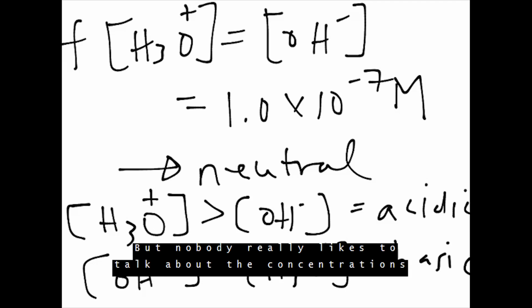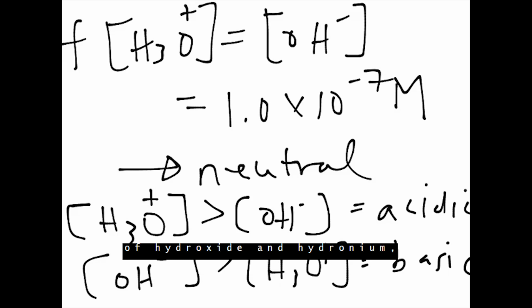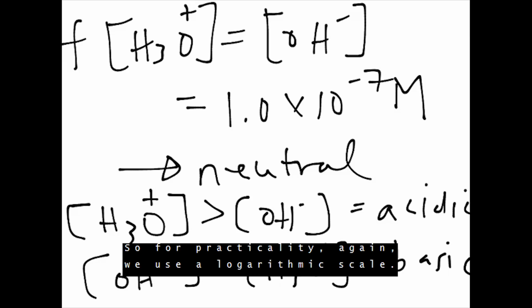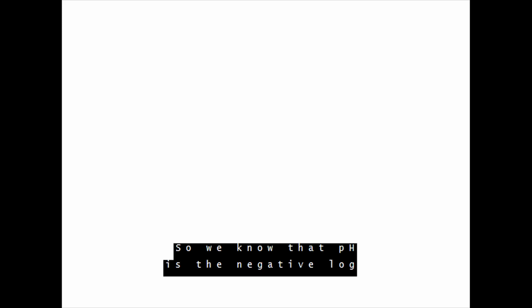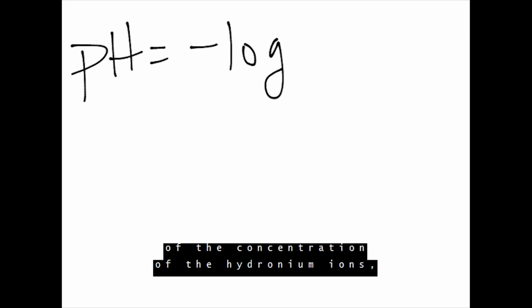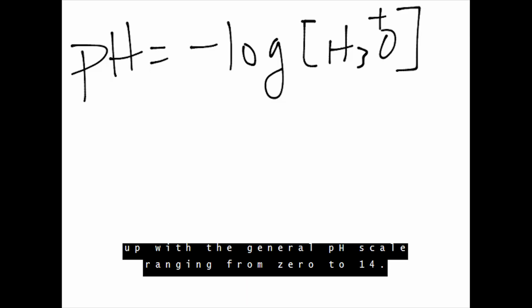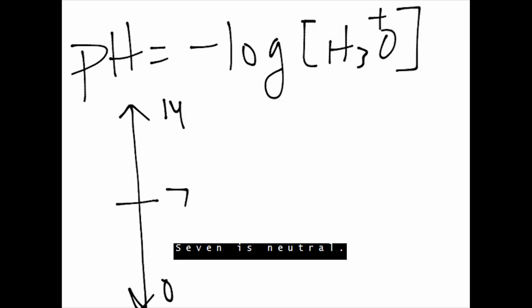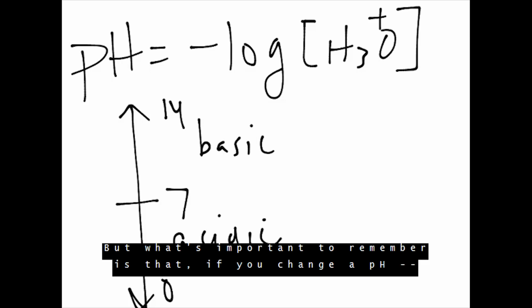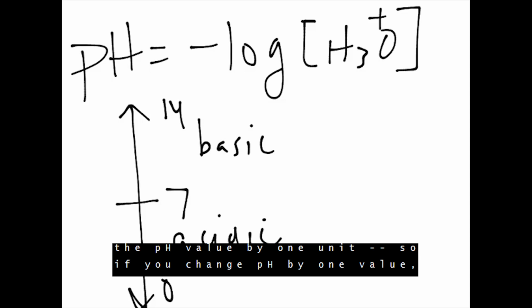But nobody really likes to talk about the concentrations of hydroxide and hydronium because those are very, very tiny numbers. So for practicality, again, we use a logarithmic scale. So we know that pH is the negative log of the concentration of the hydronium ions, or the concentration of the H plus. And we know then that we end up with the general pH scale ranging from 0 to 14. 7 is neutral. Up here we're basic. Below 7 we're acidic.